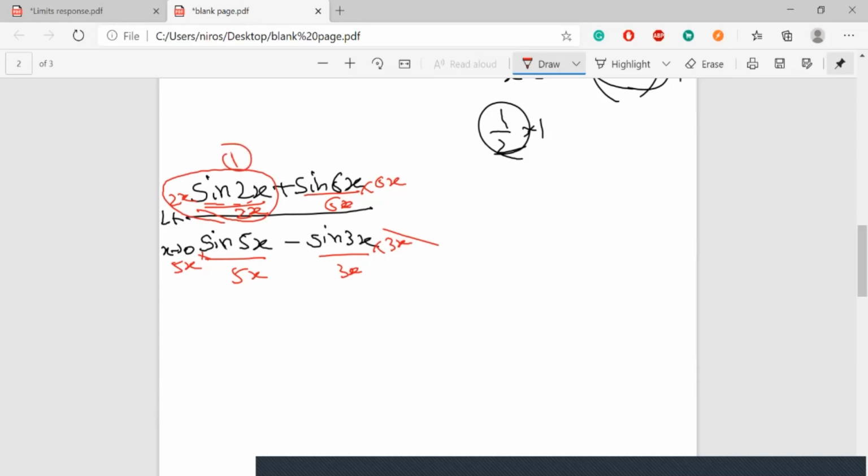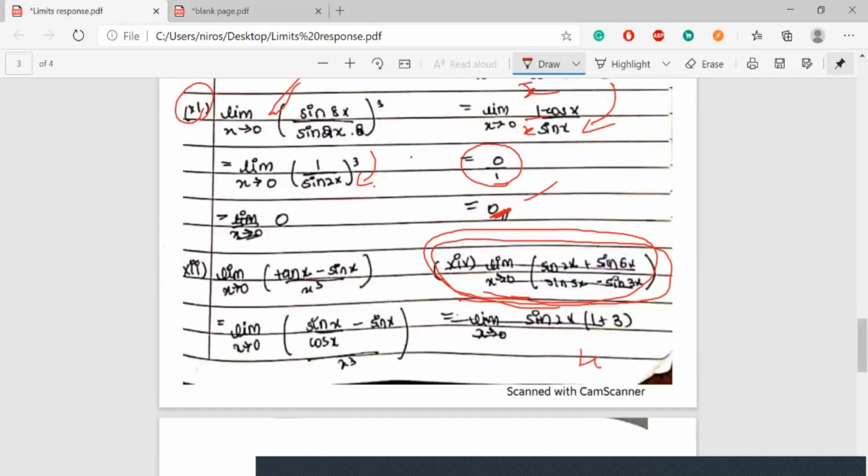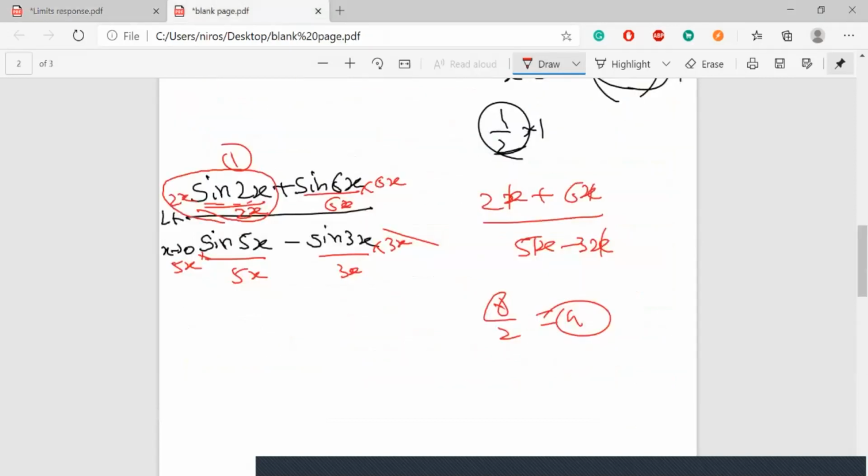That's it. So now what is the value of sine 2x by 2x into this? 2x plus 6x by 5x minus 3x. X cancels. 4. That's it. 8 by 2, the answer is 4. See, the answer is 4 directly. Whenever there are bigger angles, no need to expand. Just do it this way.